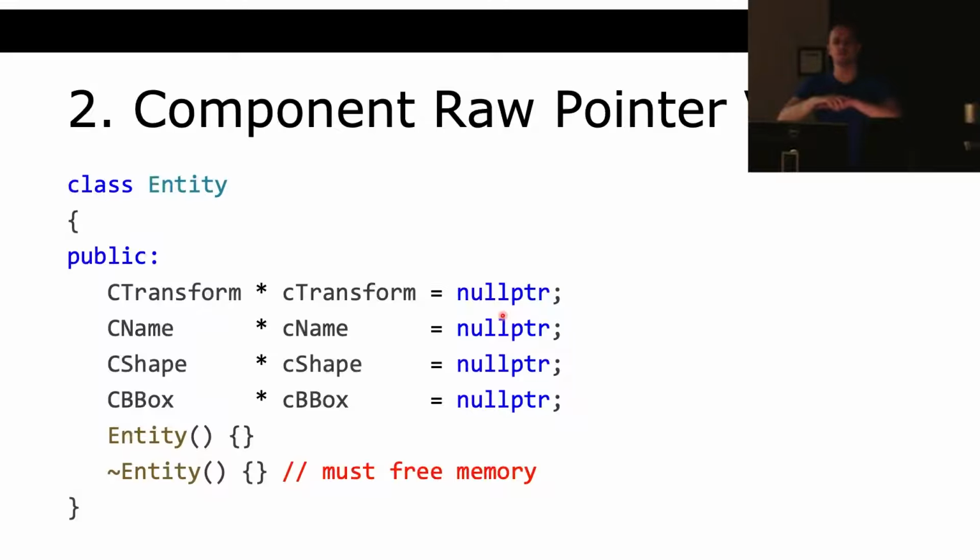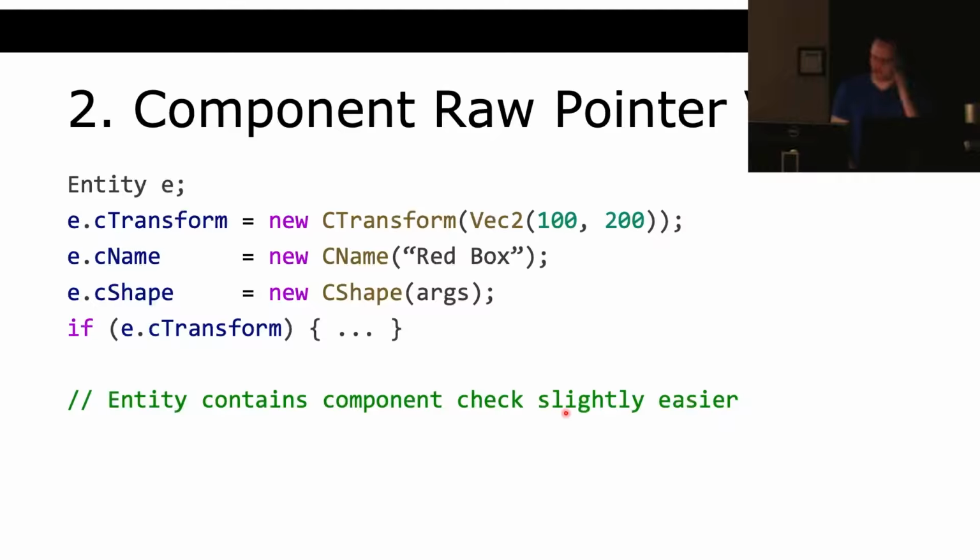So we no longer need this extra variable to see if this particular component exists within the entity, because that's sort of handled for us by the fact that it's just going to be null pointer, which is equivalent to 0, essentially, if it doesn't have it. So that's a little bit nice. So the entity contains component check is slightly easier, maybe a little bit more intuitive.